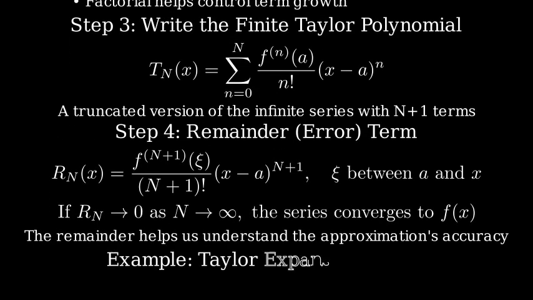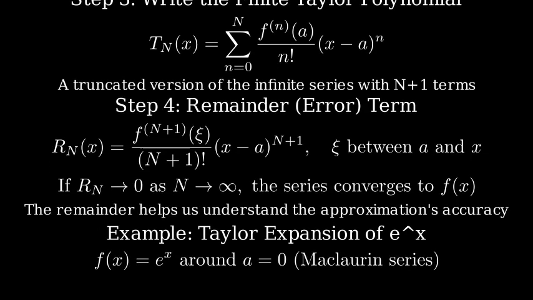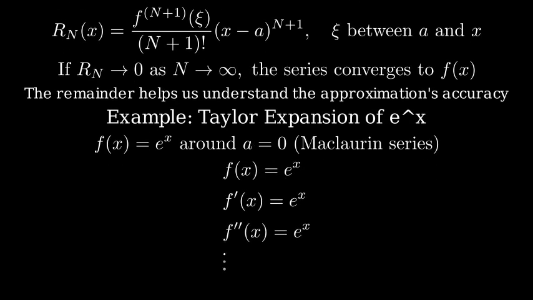Let's see an example of Taylor expansion in action. We'll expand the exponential function e to the power of x around the point a equals 0. This special case is also called a Maclaurin series. First, we need to compute the derivatives of e to the x at the point a equals 0. The interesting property of the exponential function is that all its derivatives are equal to itself.